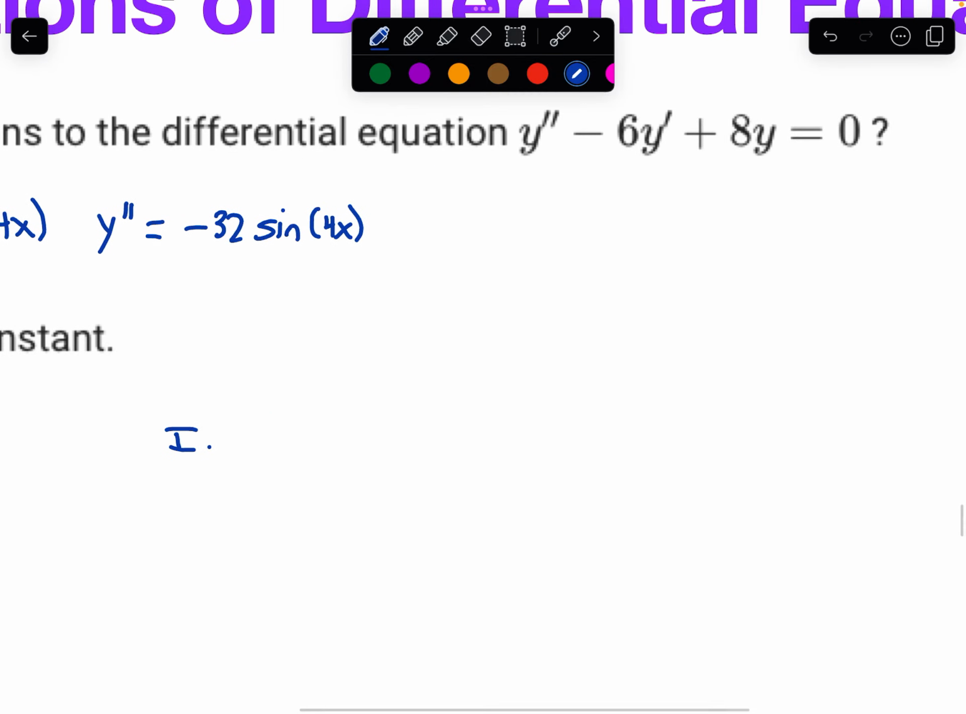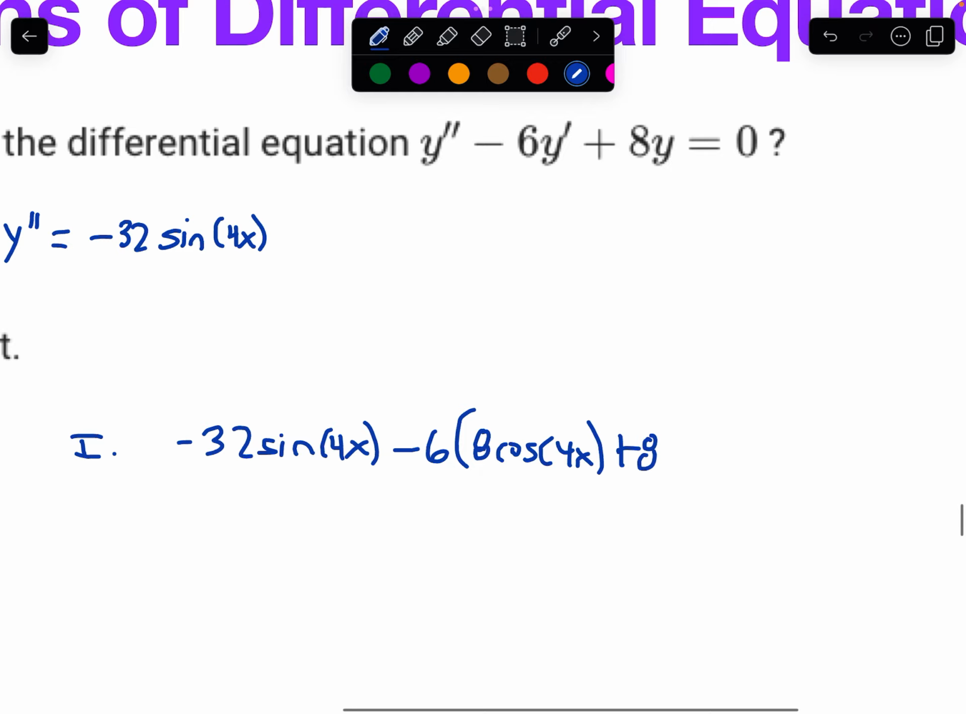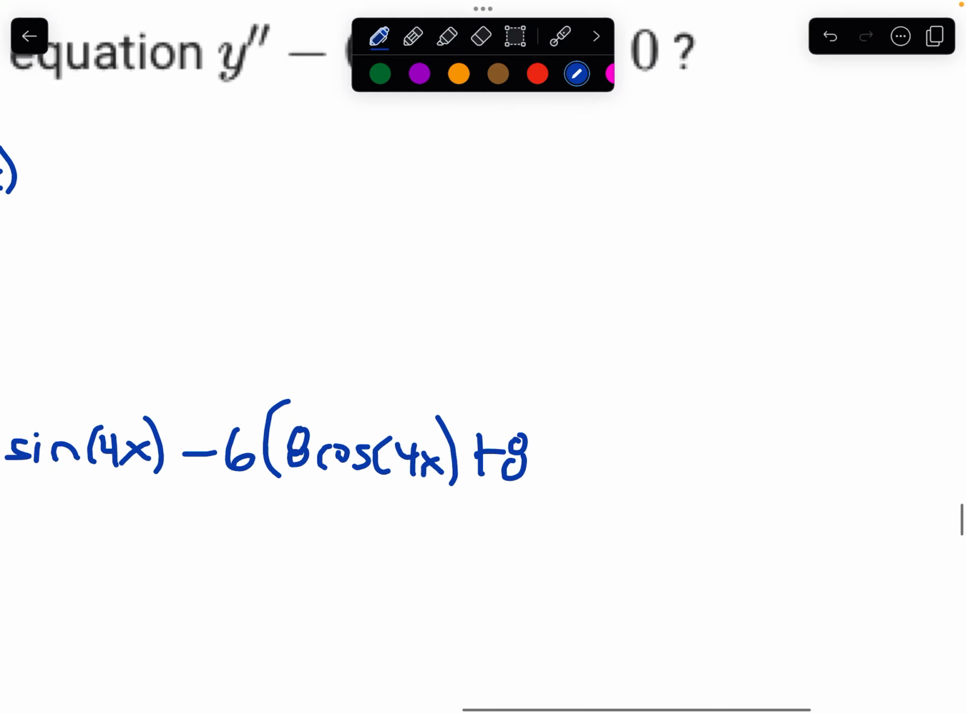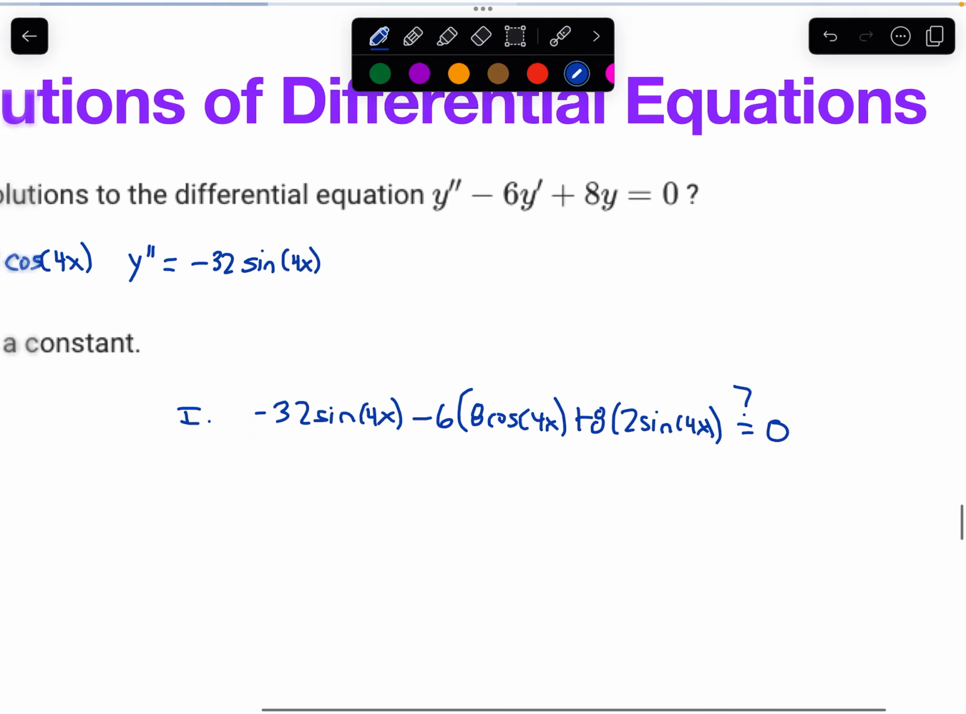So we start out with y double prime. That's negative 32 sine of 4x. Then minus 6y prime. Y prime was 8 cosine of 4x. Then plus 8y. Well, there, y was 2 sine of 4x. And now we have to figure out, does that actually equal 0 there?